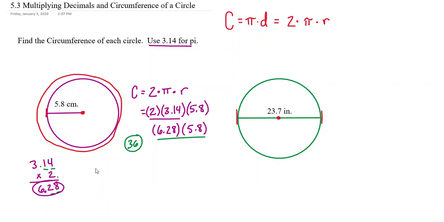And now I'll go through the steps of multiplying 6.28 times 5.8.